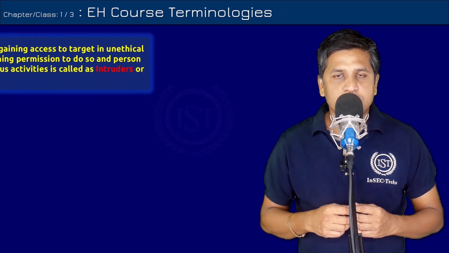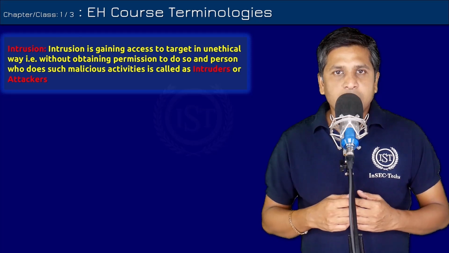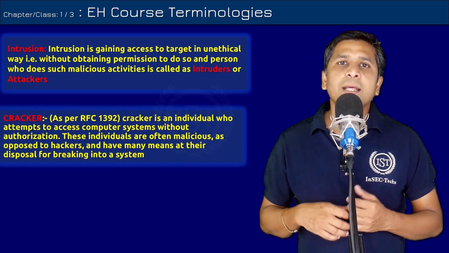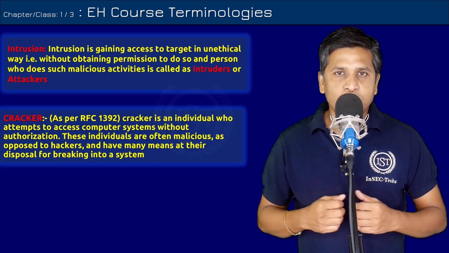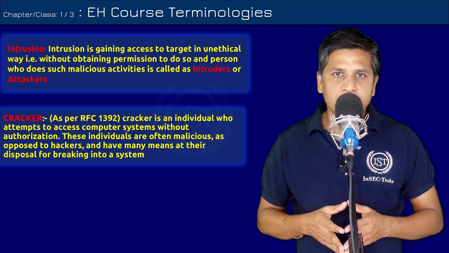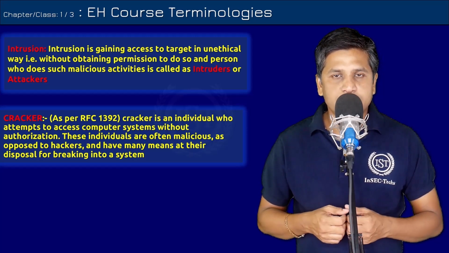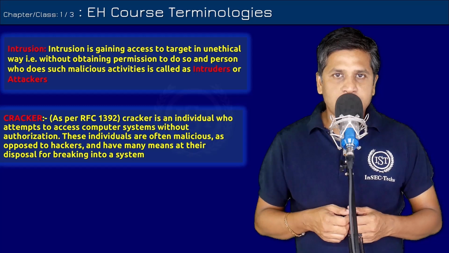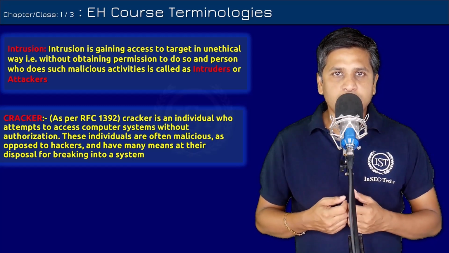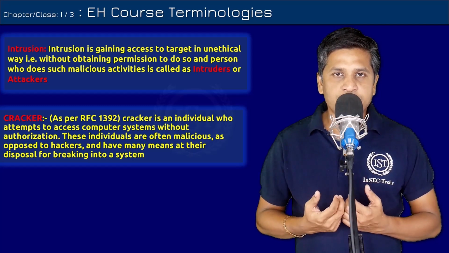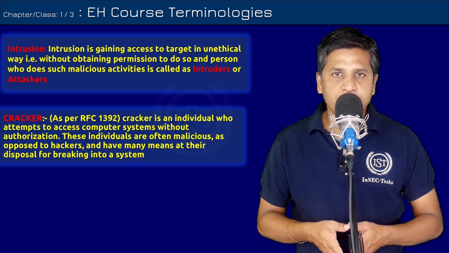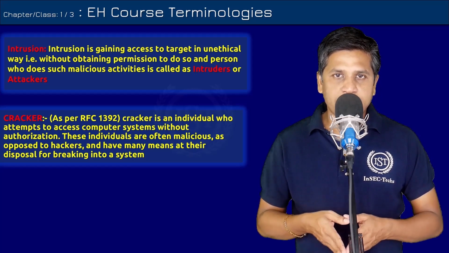Next, intrusion. Intrusion is nothing but gaining access to a target computer, network, or application in an unethical way, and the persons who do this activity are called intruders. Intruder is another synonym for a hacker, attacker, or cracker. A cracker, as per RFC 1392, can be defined as an individual who hacks into a target network, computer, or application without having proper or legal permission from the owner of the target.